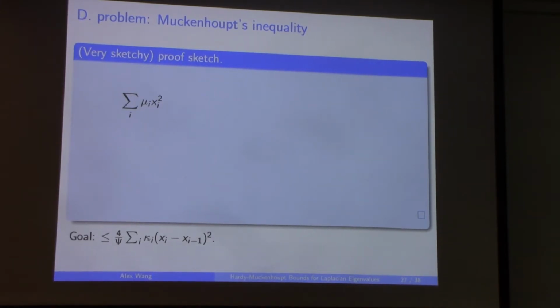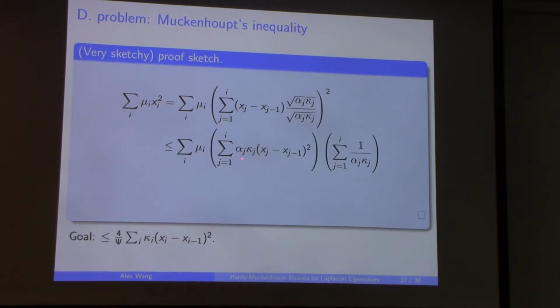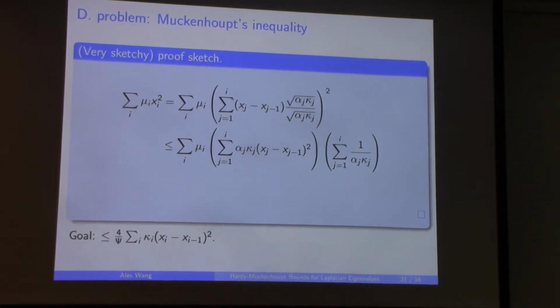So we're going to start again, and I'm going to multiply by alpha_j kappa_j over alpha_j kappa_j. I'm going to apply Cauchy-Schwarz, but now I have this extra degree of freedom, and I can pick alpha_j. By what I said previously, I want this to be tight when x is the true eigenvector. We don't know what the true eigenvector is, so we can't really pick alpha_j. But Muckenhoupt had an idea of what the true eigenvector should look like.